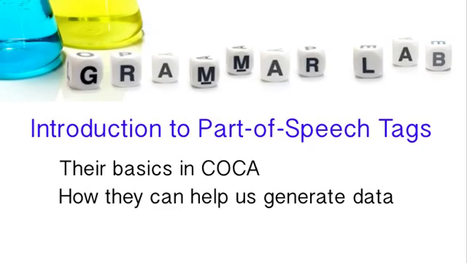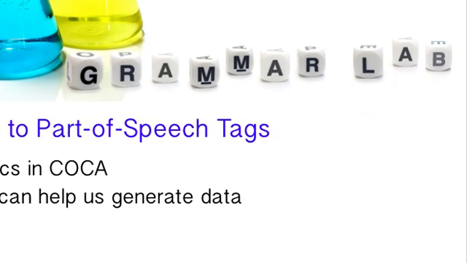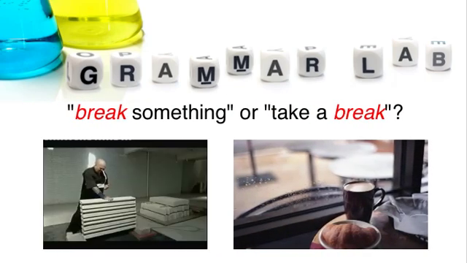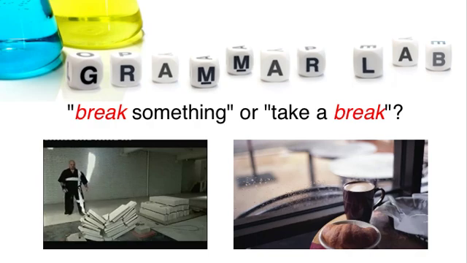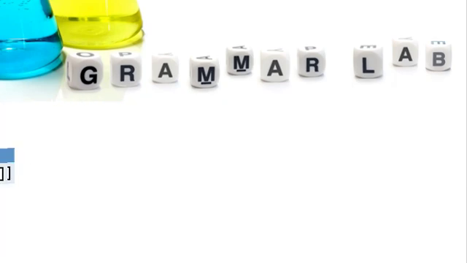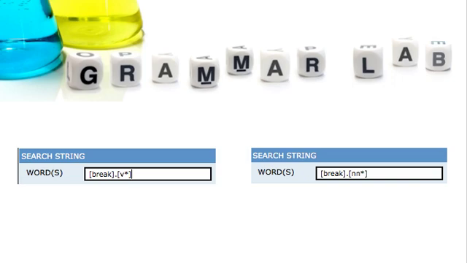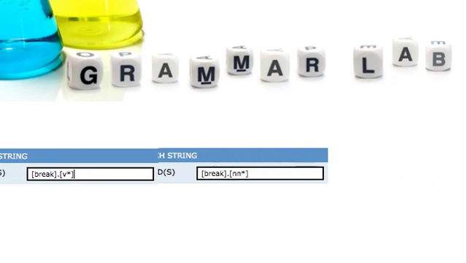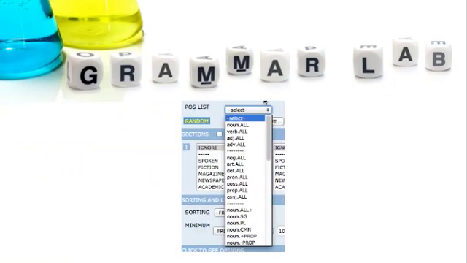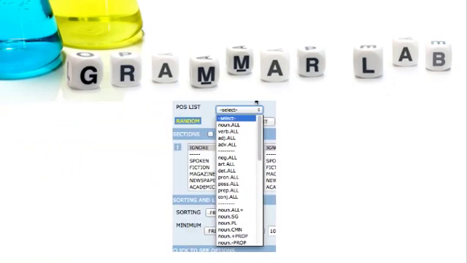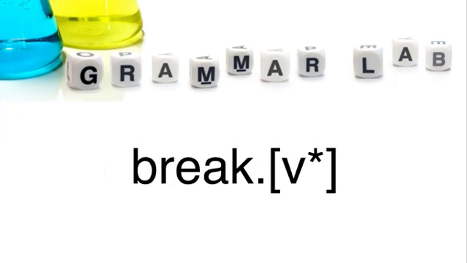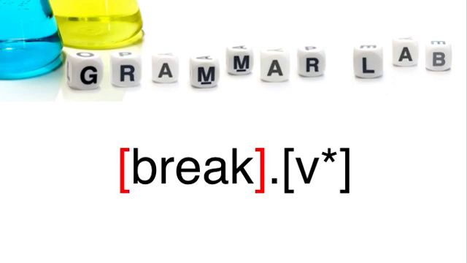Okay, let's review. Many words in English can function as multiple parts of speech. Part of speech tags, therefore, can help us refine our searches and generate the data that we are looking for. In COCA, there is a part of speech drop-down list that has all of the tags available for our searches. To search for a word tagged as a specific part of speech, put a period between the word and the tag without any space. If you are looking for all forms of a word, don't forget to lemmatize your results by enclosing the word in square brackets.